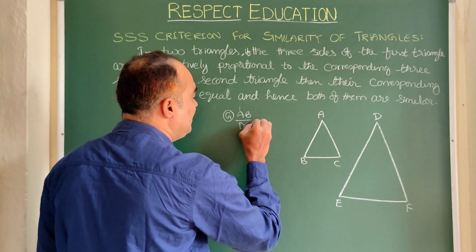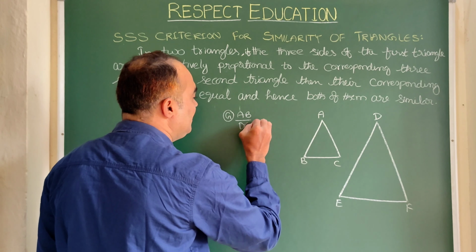Now, required to prove: here the corresponding angles are equal. We need to show angle A equal to angle D, angle B equal to angle E, angle C equal to angle F. This is our target. So we can set it as the target.